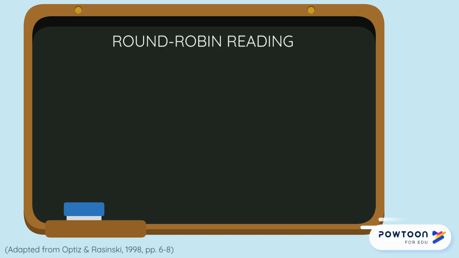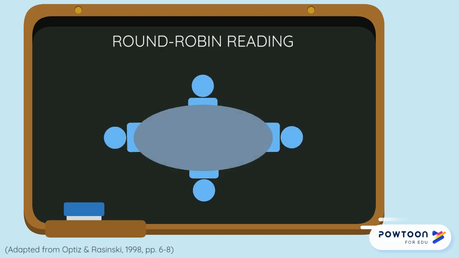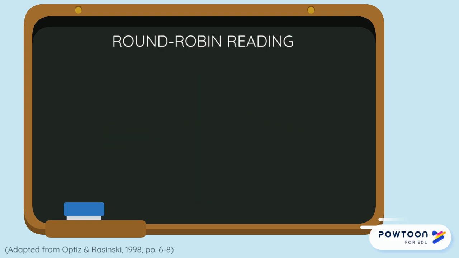According to Optis and Rosinski, round-robin reading, the practice of calling on one student at a time to read aloud while the rest sit, listen, and follow along, can have a negative impact on students. It presents an inaccurate view of reading, in that few circumstances in life call on one person to read and the rest to follow along.